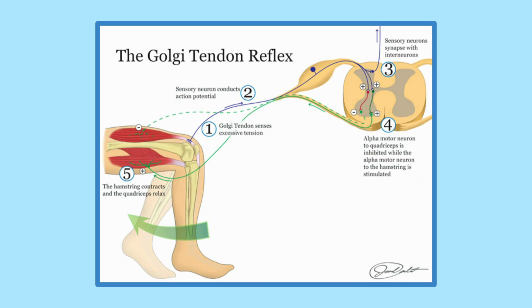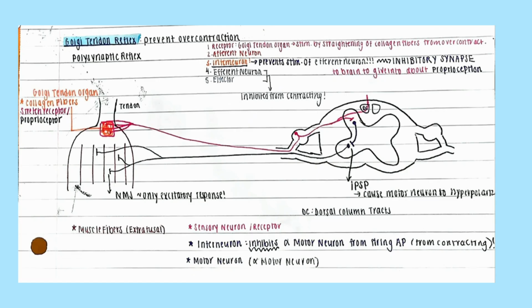So here's that as a diagram. You can note that there's an interneuron, and that interneuron is sending an IPSP to the efferent neuron, which is not allowing it to contract. And then here's the same thing drawn out. Any questions on the Golgi tendon pathway? Okay, cool.